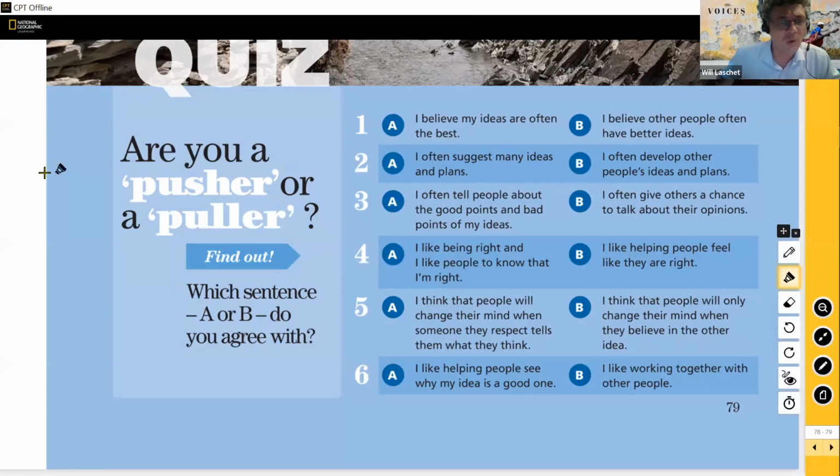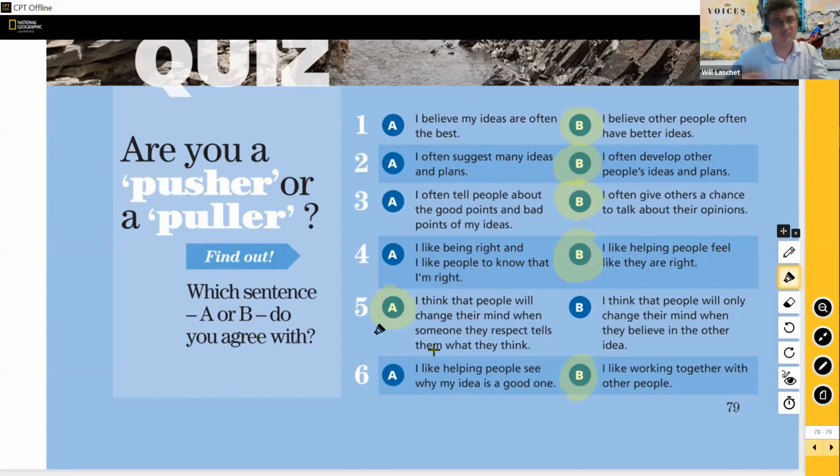For number one, 64% of you have gone for B. For number two, 57% of you went for B, so more of you have gone for B. For number three, 78% of you chose B. For number four, this is a bit closer, 69% chose B. For number five, I think that people will change their mind when someone they respect tells them what they think. That one, more of you actually chose A. And for the last question, most of you, 73%, chose B. So these are our results.